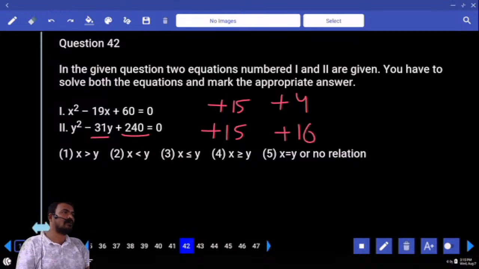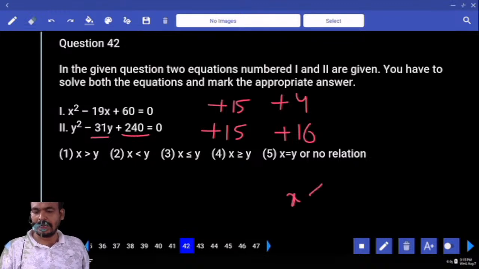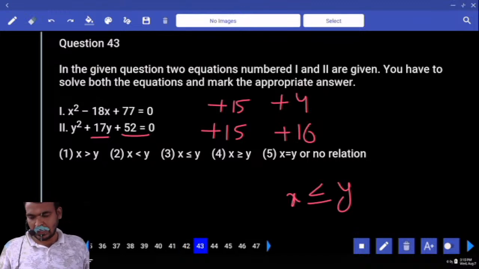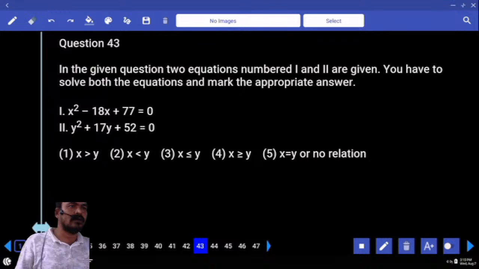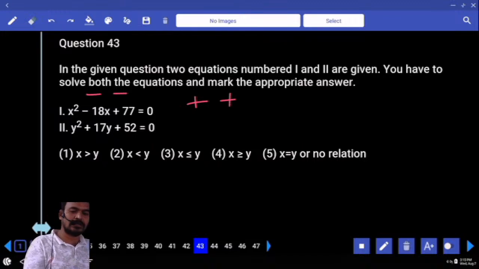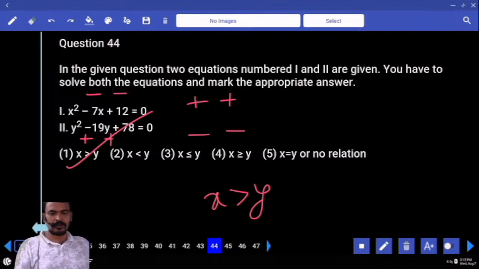First 15 compared to 15 equal. 15 compared to 16 less. 4 compared to 15, 16 less. Then answer x equal to y. Next question number 43. Direct question. What are the initial roots of first equation? Negatives. Final roots positives. Second one initial roots positive. Final roots negative. What is the answer? X greater than y.